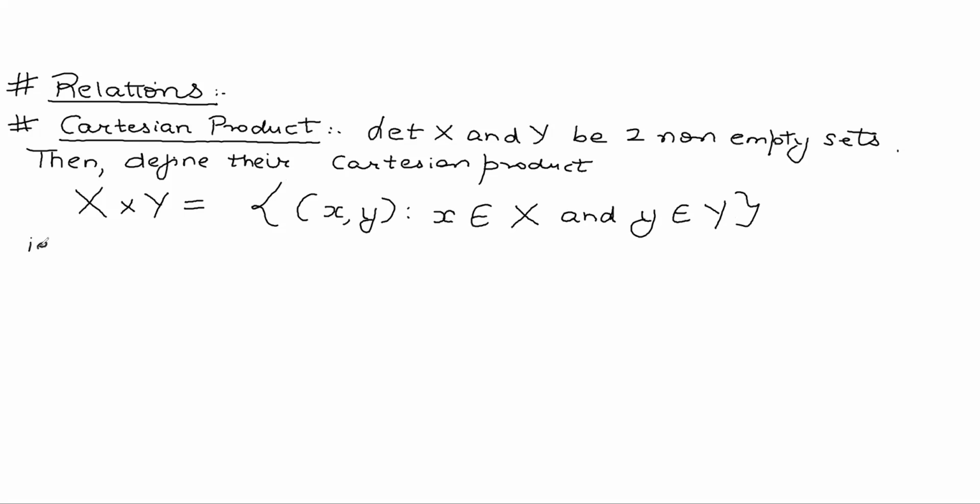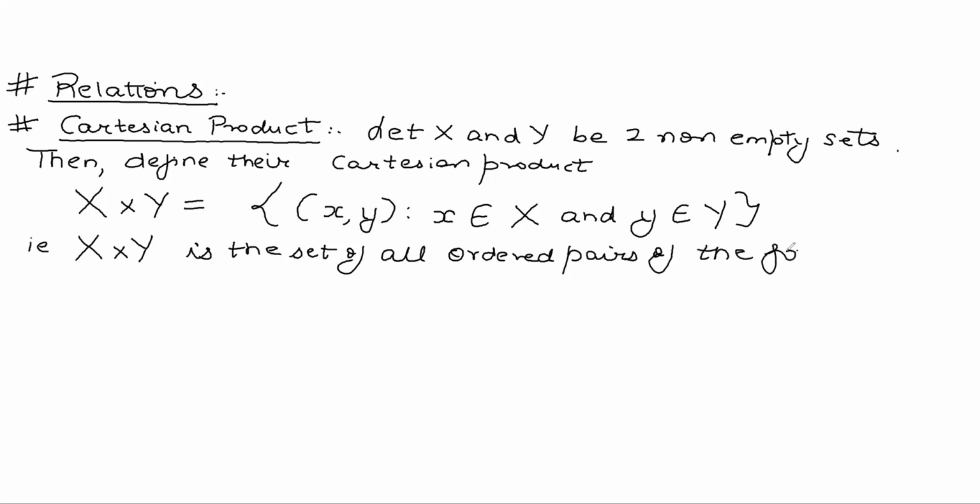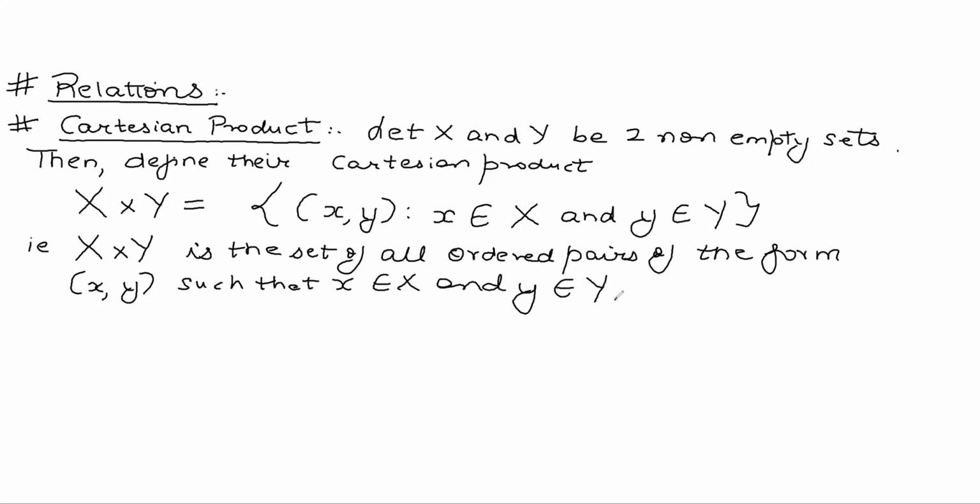So I can say that X cross Y is the set of all ordered pairs of the form small x comma small y such that small x belongs to the set capital X and small y belongs to the set capital Y. So the Cartesian product concept students have done in high school also. It's not a new concept for you.